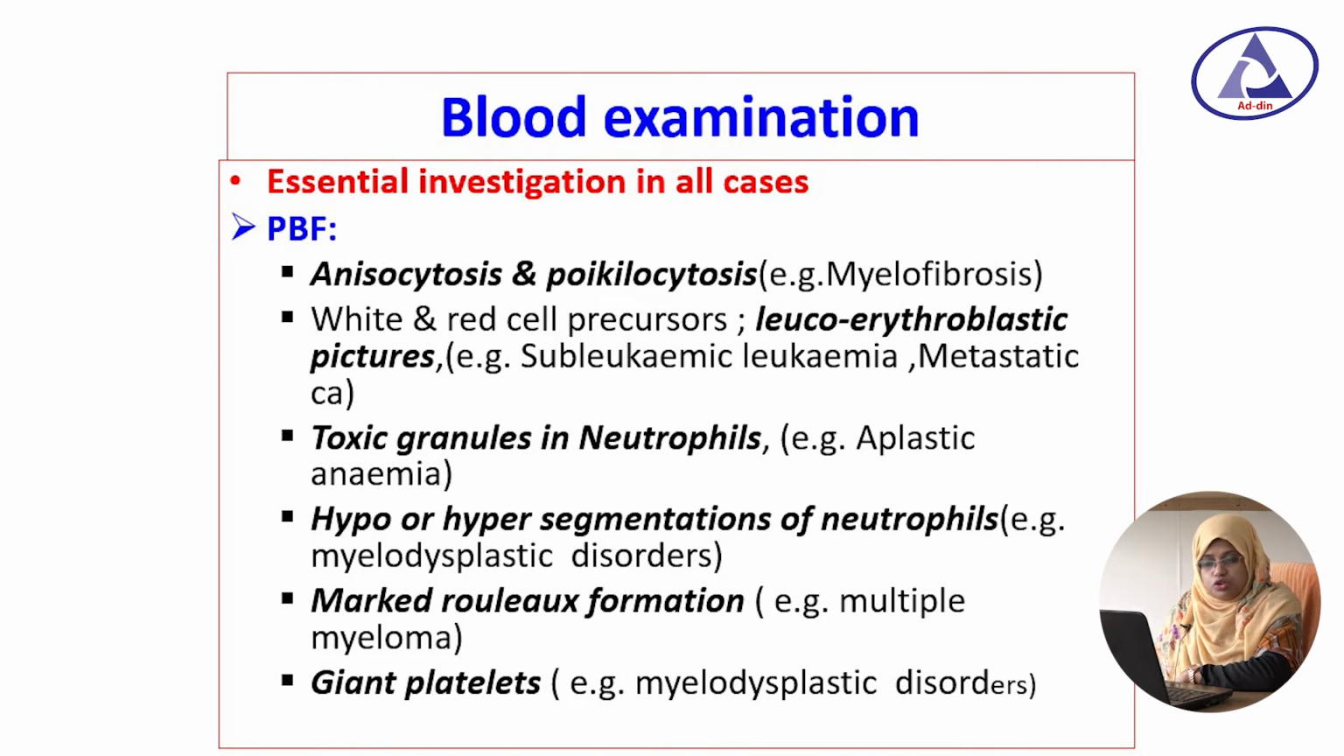We can also get toxic granules in the neutrophil, which is common in case of aplastic anemia. If we get hypo and hypersegmented neutrophils, it may occur in case of myelodysplastic disorder. If we get marked rouleaux formation, it indicates multiple myeloma, and if we get giant platelets, it indicates myelodysplastic disorder.